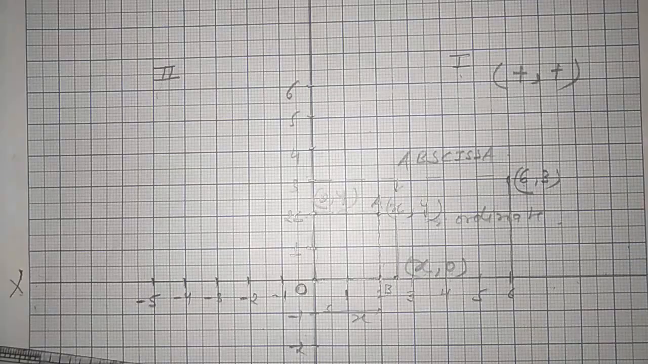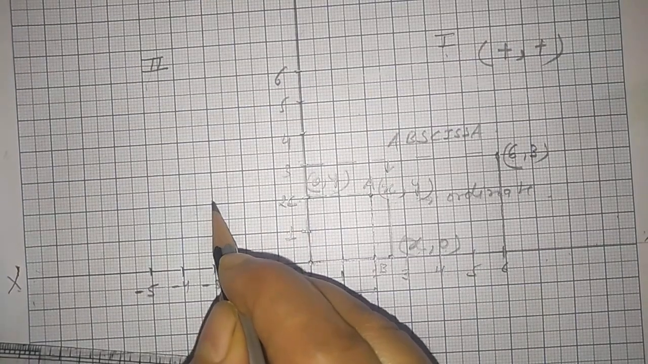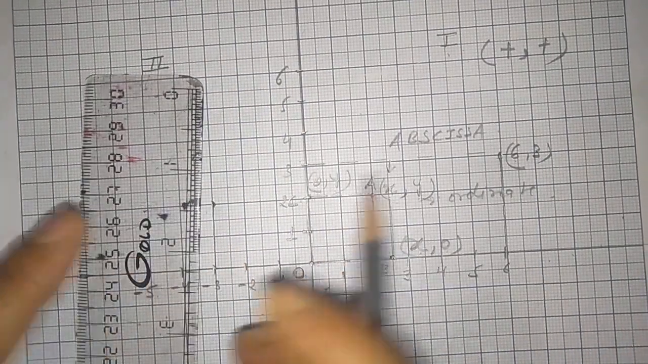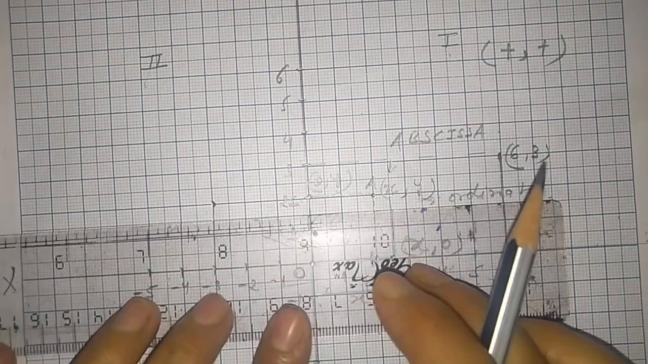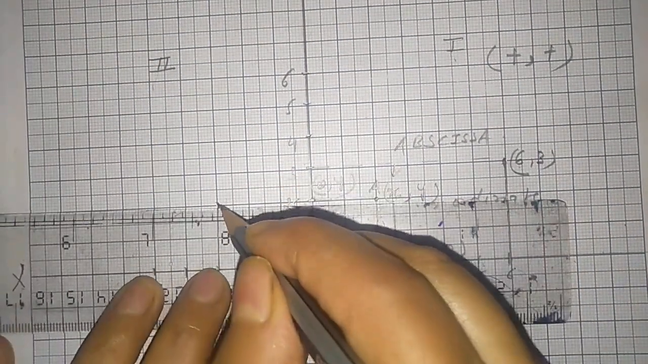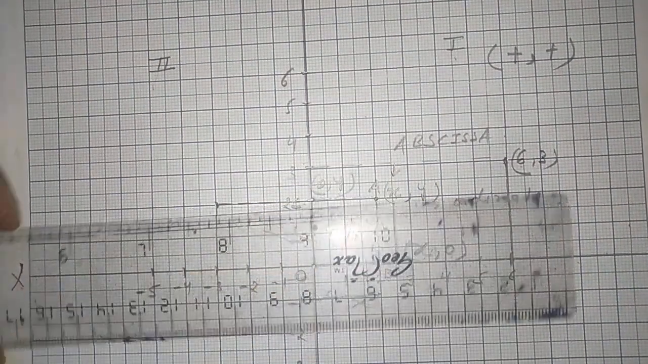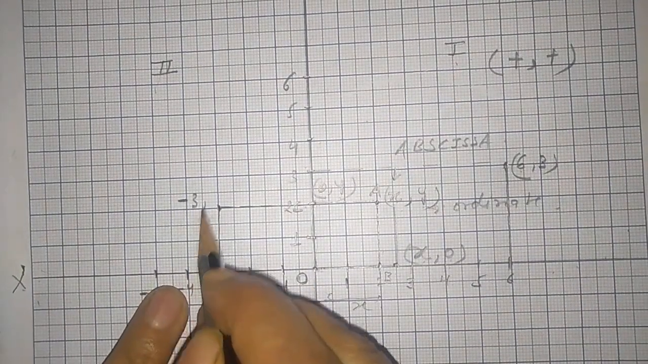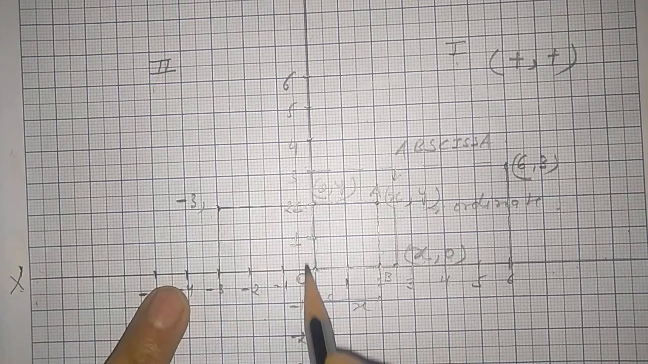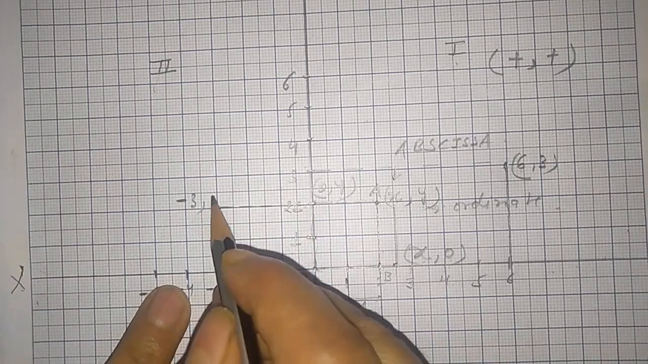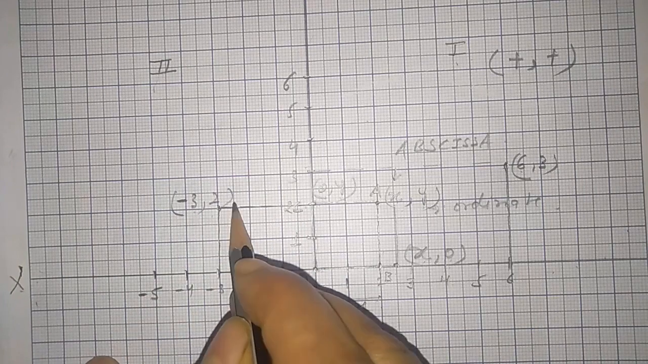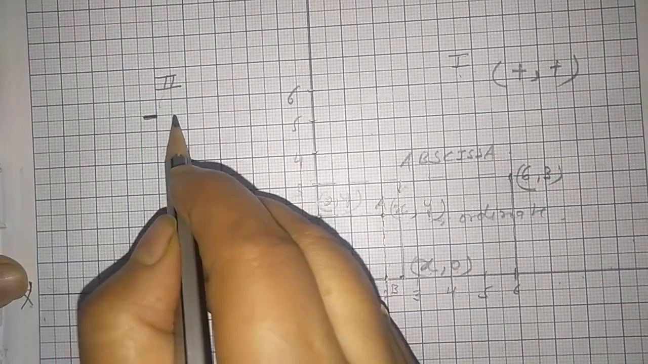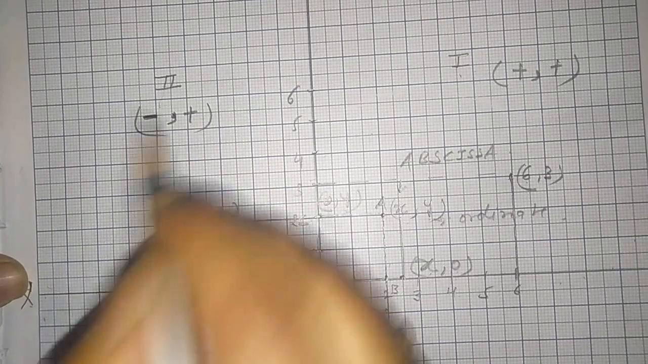In the second quadrant, suppose we are finding the point value of this one. Again we have to draw the perpendiculars, one here and one on this side. So the point is -3 and 2. 2 is positive, 3 is negative. So in the second quadrant we have x negative and y positive.